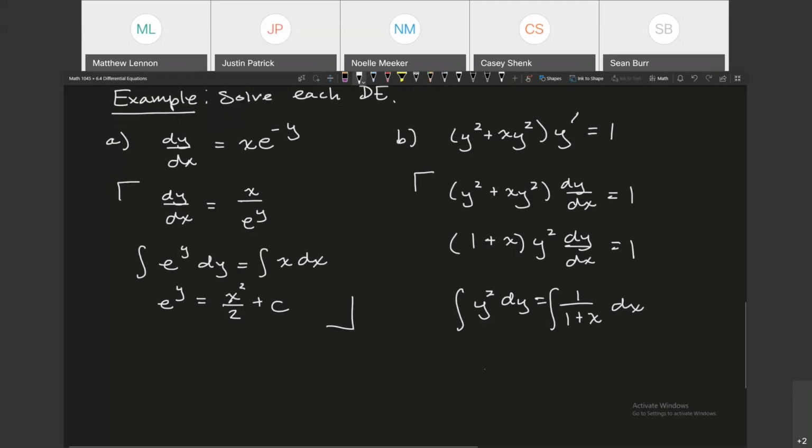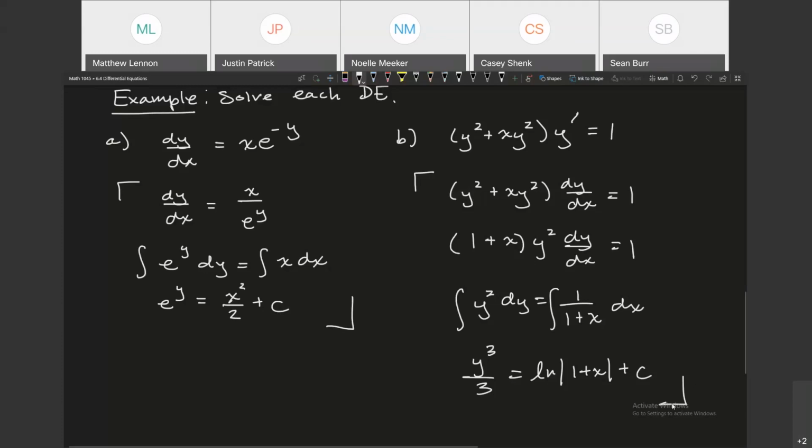And we end up with y cubed over 3, just using the power rule there. And then the right-hand side, we have the natural log of the absolute value of 1 plus x plus a constant. Technically you might say, oh, there's a u substitution there, but the point is you would let u equal 1 plus x, and then du is just equal to dx. So there's not anything additional coming out of that u substitution that you have to worry about.